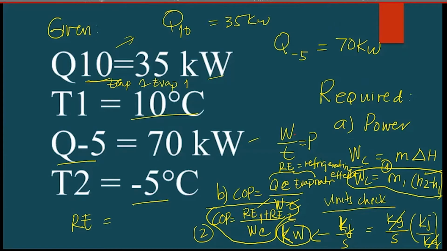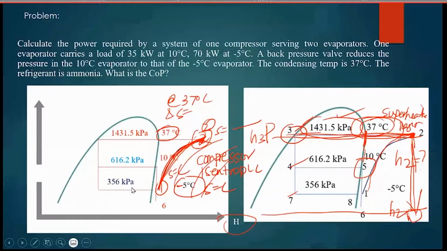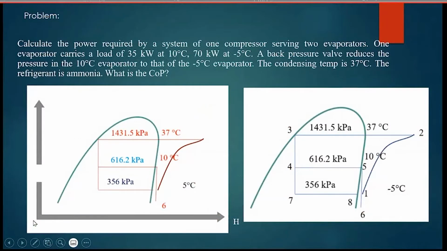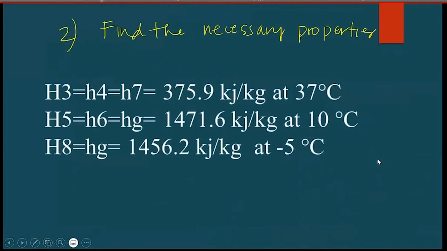So let us now see the values. As I told you, H3, H4, and H7 are the same. Let me clear this up. So here, H3, H4, H7 is constant. Why? Because they are lying on the same vertical line, and this is the horizontal line for the enthalpy. So this value is only one. It represents H3, H4, and H7. So what is that value of H3, H4, and H7?